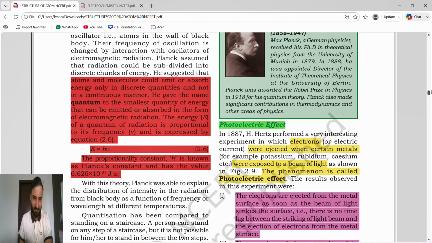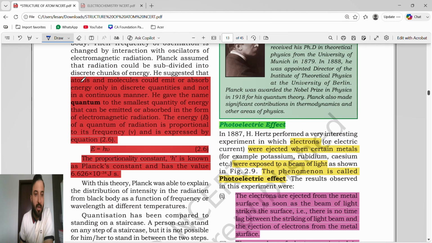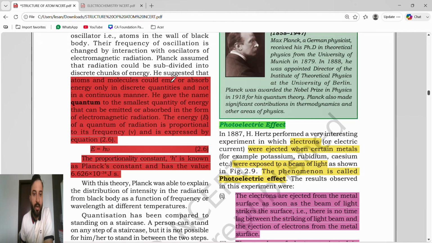Okay, now guys, here we have to learn that atoms and molecules could emit or absorb energy. It is possible, atoms and molecules also could emit or absorb energy, right? Only in discrete quantities. See, very important thing. What they said, guys: atoms and molecules could emit or absorb energy only in discrete quantities and not in a continuous manner.